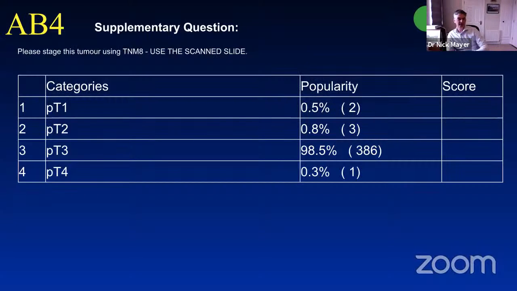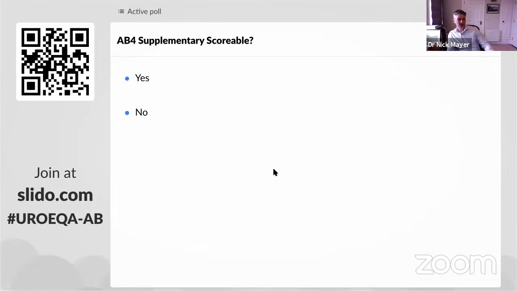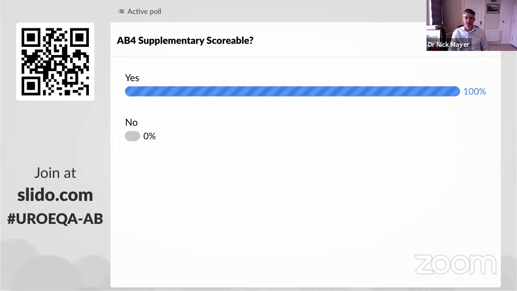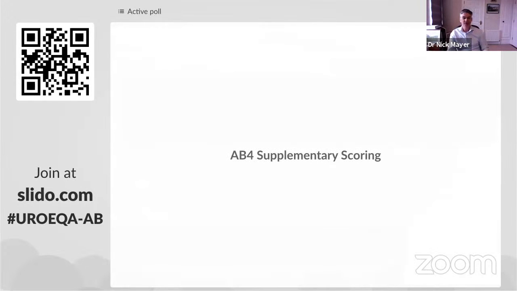Okay, so this is the supplementary question. People were asked for the TNM stage, and as you can see here, almost 100% people going for T3, but there were a few others, a few outliers. So do people feel we can score this? And again, unanimous scoring, yes.